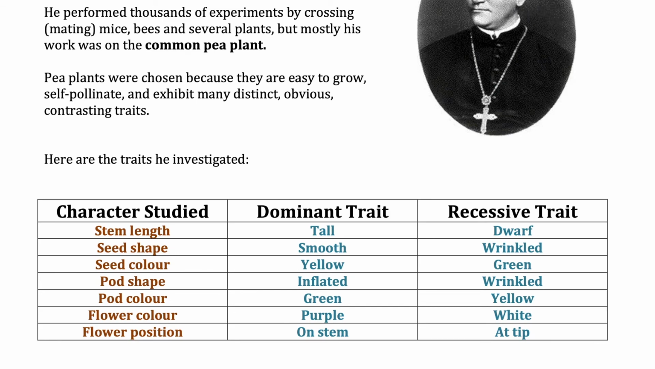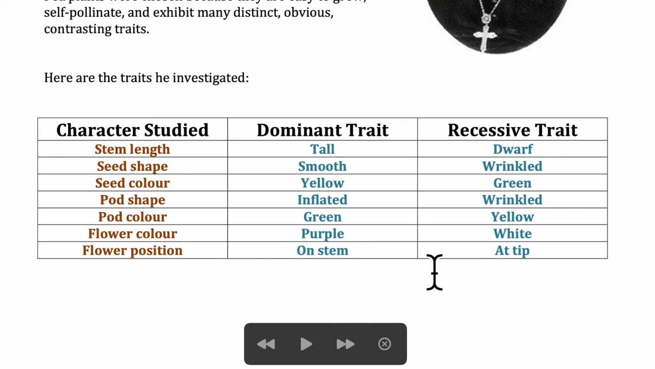The fourth character studied was the pod shape. Dominant was inflated, recessive was wrinkled. The fifth character studied was the pod color. Dominant trait was green, recessive trait yellow. The sixth character studied was the flower color. Dominant was purple, recessive was white. And the final character studied was the flower position. Dominant trait was on the stem, recessive trait was at the tip.